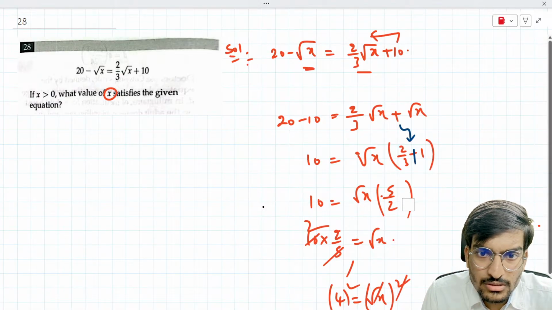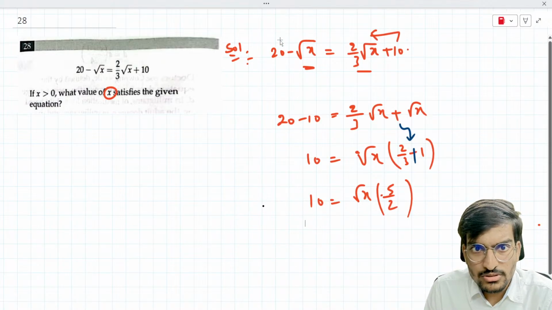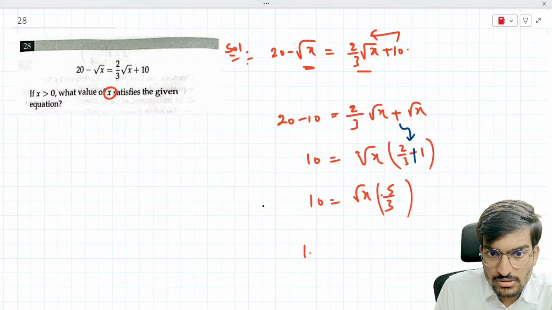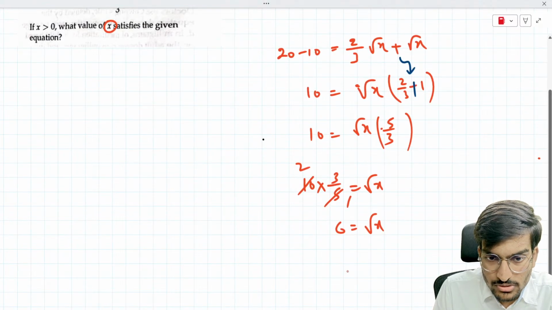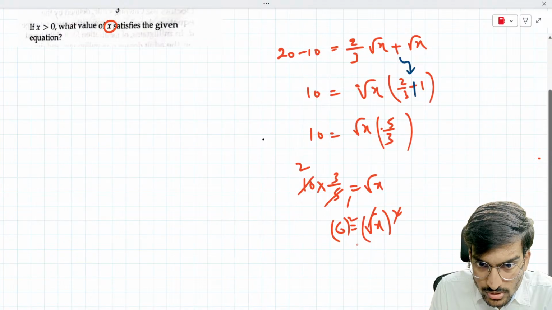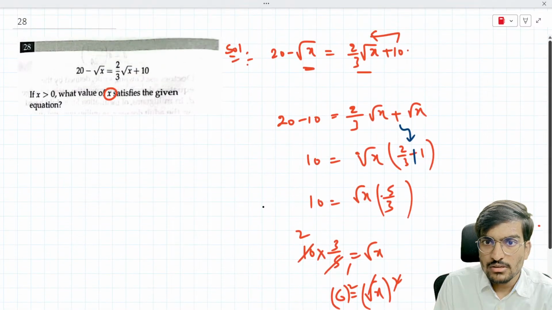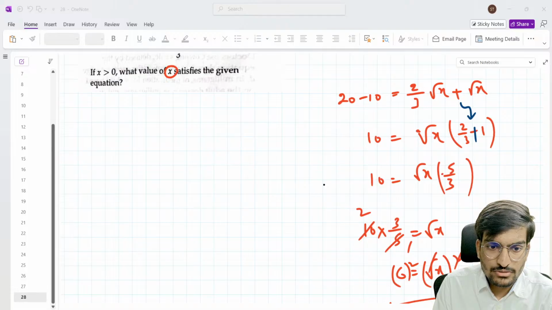Oh, 5 by 3 here. Let me redo this one part. Just a second. I wanted to finish a bit fast, so I was in a hurry. Yeah, this is going to be this. 10 into 3 by 5 equals root x. 5 ones, 5 twos, 6 equals root x. Square on both sides, so you get the value of x. 36 equals x, so the x value is 36. So we are done for today. Whatever we planned to do, exercise 1, done. Bye bye.